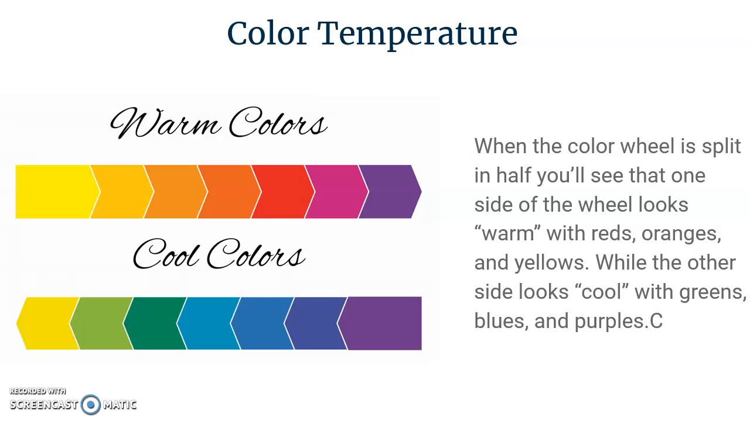Color temperature, so warm colors and cool colors. When the color wheel is split in half, you'll see that one side of the wheel looks warm, with reds, oranges, and yellows, while the other side looks cool, with greens, blues, and purples.